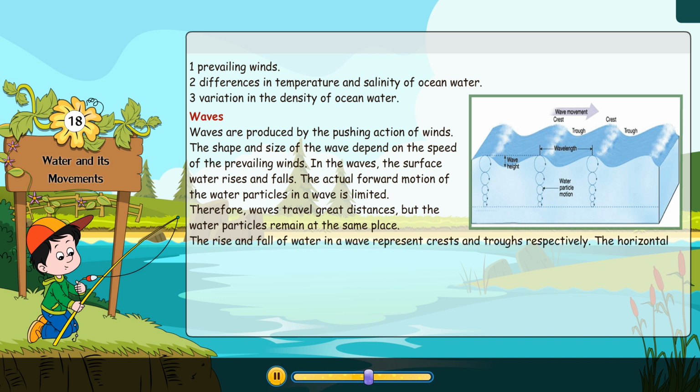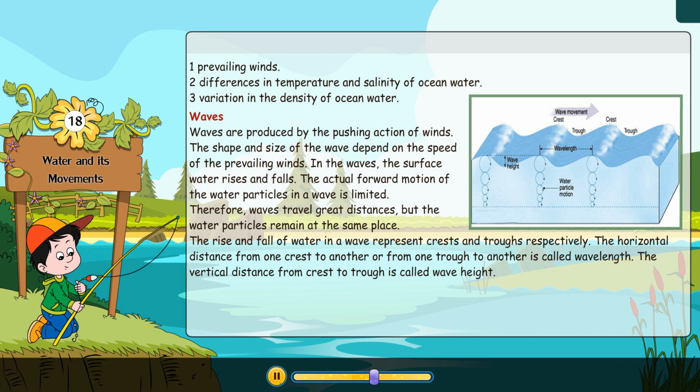The rise and fall of water in a wave represent crests and troughs respectively. The horizontal distance from one crest to another or from one trough to another is called a wavelength. The vertical distance from crest to trough is called wave height.